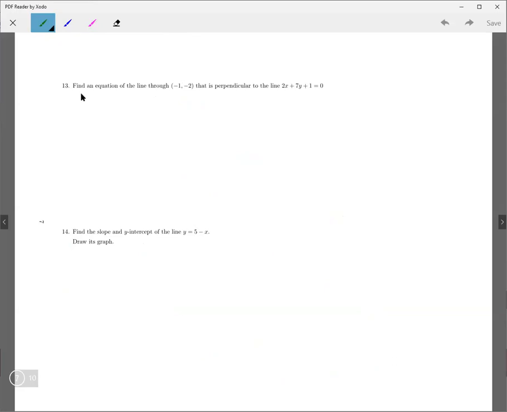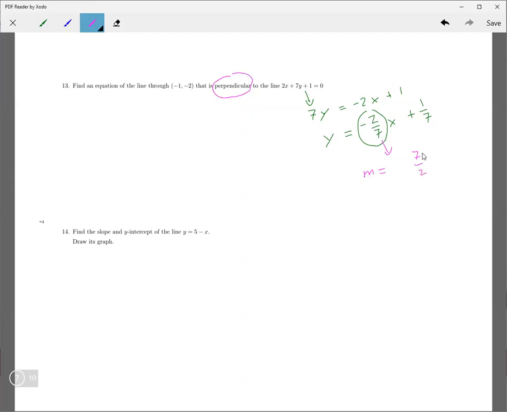This is perpendicular line. Find an equation of a line through this point that is perpendicular to this line. Okay, so again, the first step is to solve for y. Take the negative 2, pick the 2x over to the other side, becomes negative. Divide by 7. This is your slope, but because it's perpendicular, we take the negative reciprocal of it. So instead of 2 over 7, it's 7 over 2, and this negative gets eliminated. Okay, so that's the slope that we're after right here.